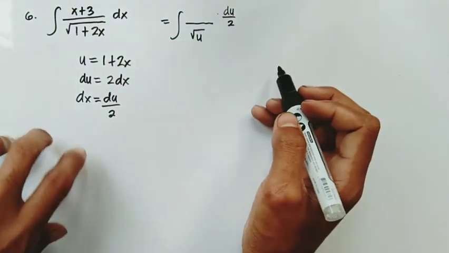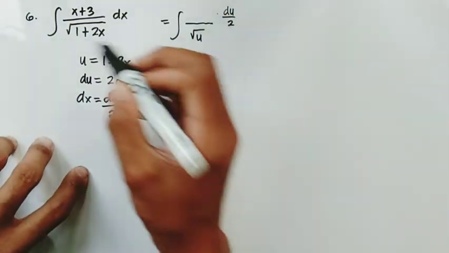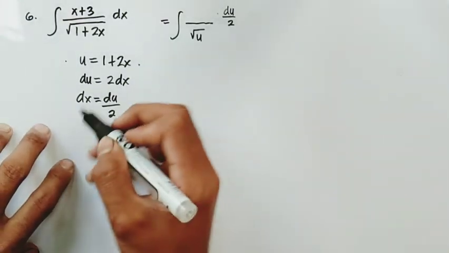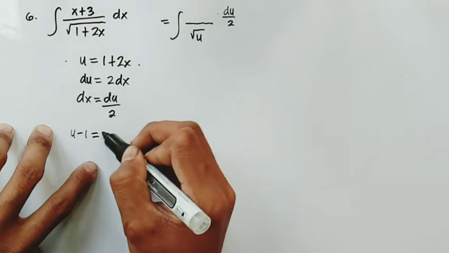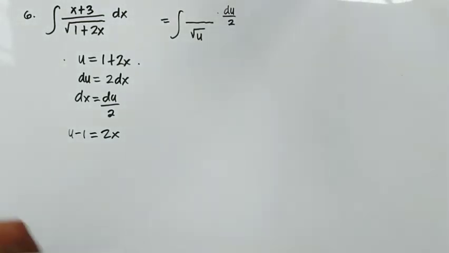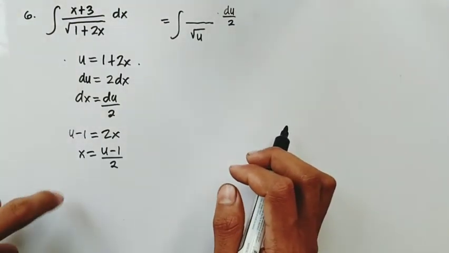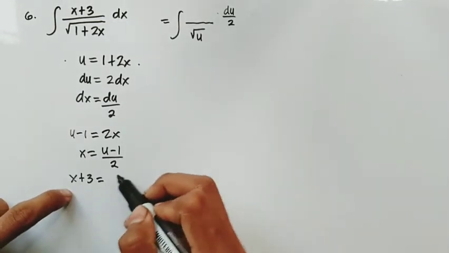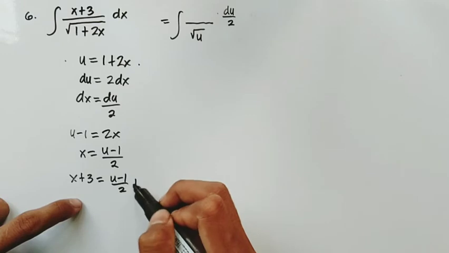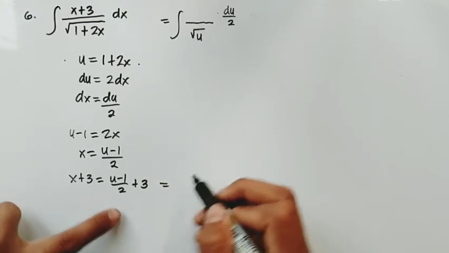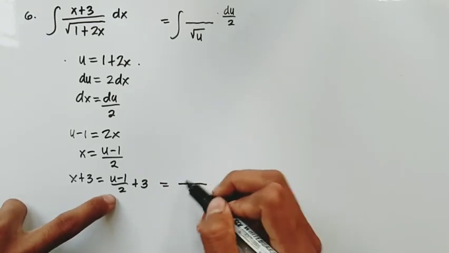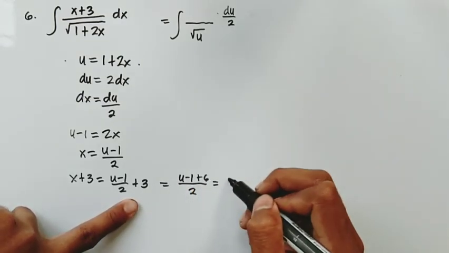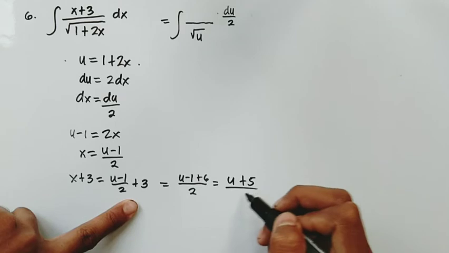Now, yung x plus 3, paano ba natin yon mapuproduce? Using this substitution, i-produce natin yon. Magiging u minus 1 is equal to 2x. Now, to solve for x plus 3, just add 3 both sides. Magiging x plus 3 is equal to u minus 1 over 2 plus 3. And ito, simplify natin. LCD 2, magiging u minus 1. 2 times 3 is 6. And this is equal to u plus 5 over 2.